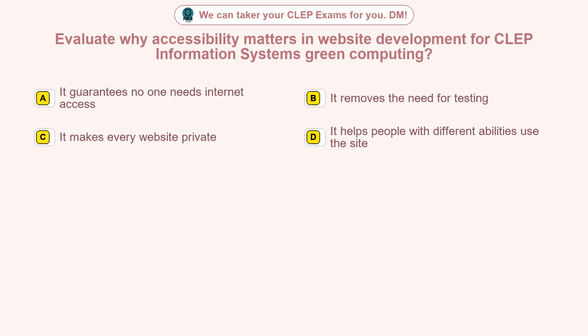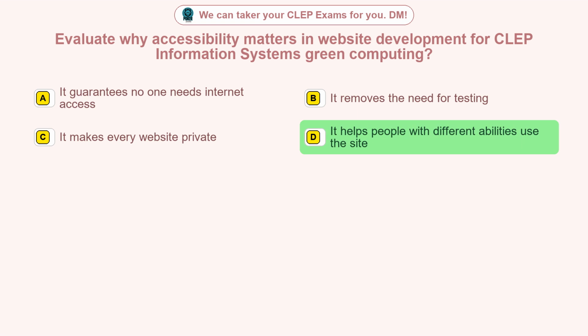Question 37. Evaluate why accessibility matters in website development for CLEP Information Systems Green Computing. Option A. It guarantees no one needs internet access. Option B. It removes the need for testing. Option C. It makes every website private. Option D. It helps people with different abilities use the site. The correct answer is option D.